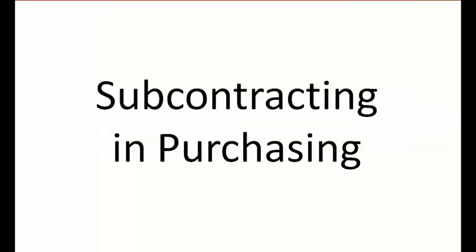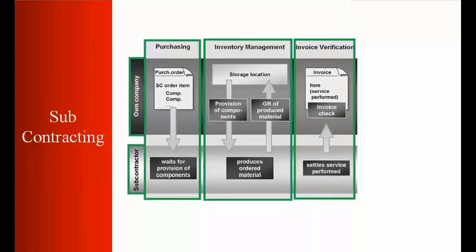So, subcontracting in purchasing. Now we'll understand this theoretically first and then we'll start some practicals. Here you can see in the diagram that on one side this is my company and at the bottom we have the subcontractor or the vendor. From the purchasing point of view, we'll create a subcontracting purchase order. Once created, this purchase order will be sent to the vendor, who will then wait for the components to be provided to do that job. So that is the scenario from purchasing.